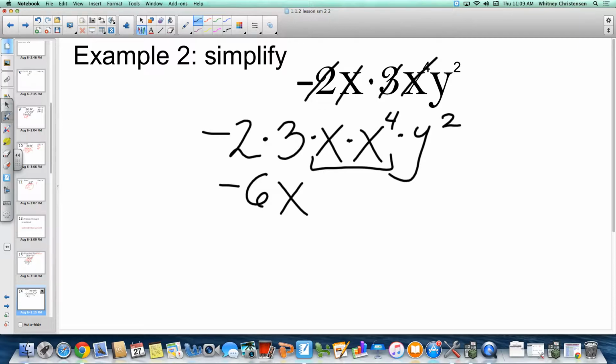There's not an exponent, so we don't add anything. Wrong, it's x to the fifth. There's technically a 1 there, so if we added those up, we'd get x to the fifth. Y squared, nothing to combine it with, so we have a y squared.